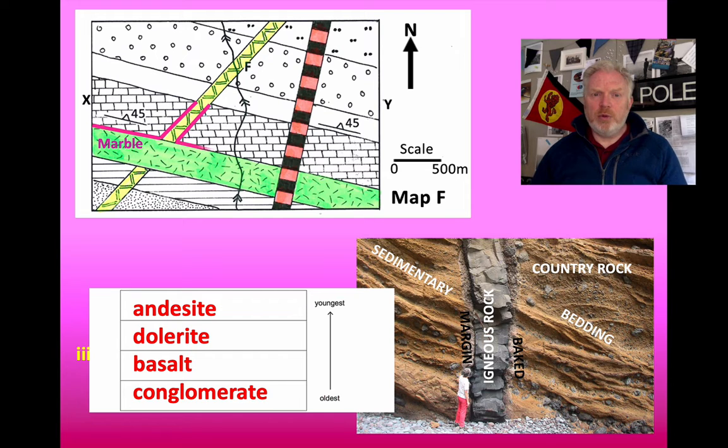If we look at where marble would form, I've highlighted the area on the map here. Marble is what forms when limestone gets heated. So where we have the limestone in contact with igneous rock, with what would have been magma, that's where we can have marble forming in the baked margins.